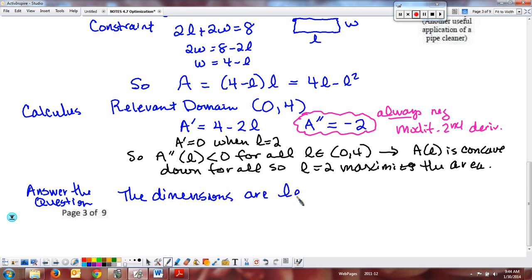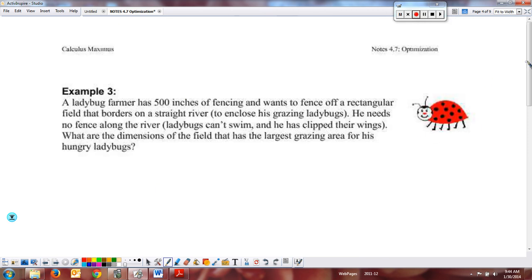are a length of 2, and when L is 2, then so is the width, a width of 2 as well. A lot of common sense would have probably told you that a square is going to be the biggest area that you can create, but you don't get to use common sense on the AP. You actually have to show the calculus that justifies it. All right, let's take a look at the next example.